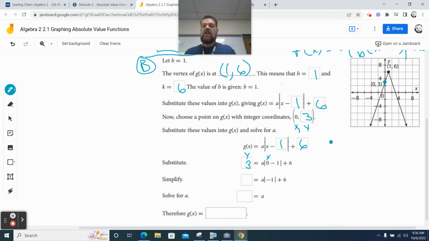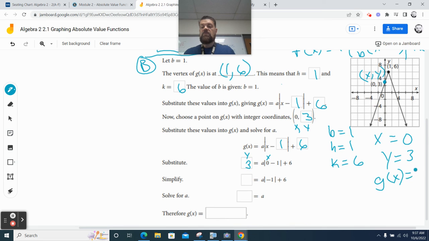All right. So let me write it a little bit differently. H equals 1. K equals 6. We said B equals 1. We picked this point here, x comma y. So we're going to let x in this particular scenario equal 0 and y equal 3. But remember, that's the same as saying g of x equals 3. So then I'm going to do some math. 0 minus 1 is negative 1. I still have the 3 here.